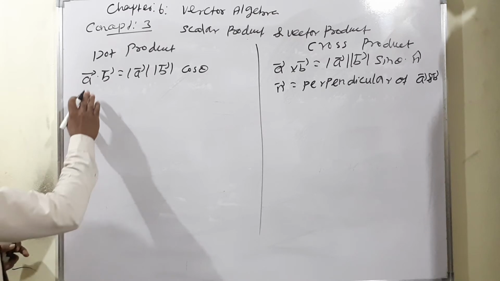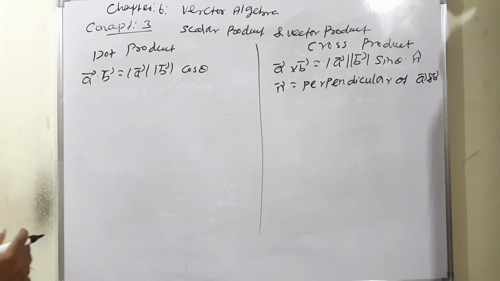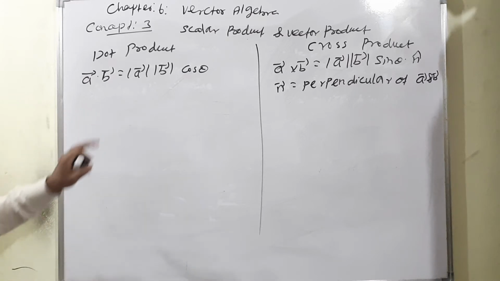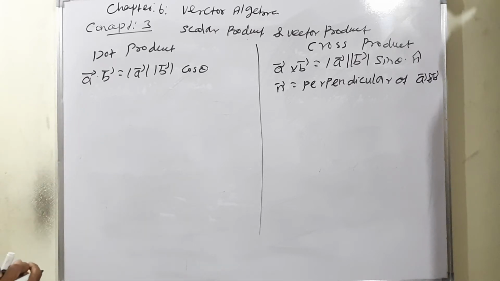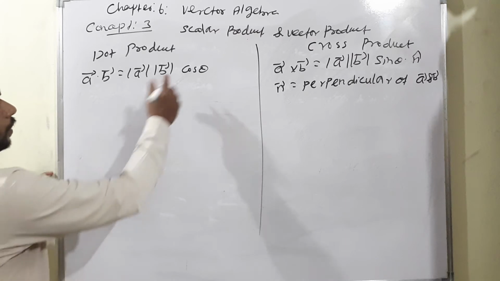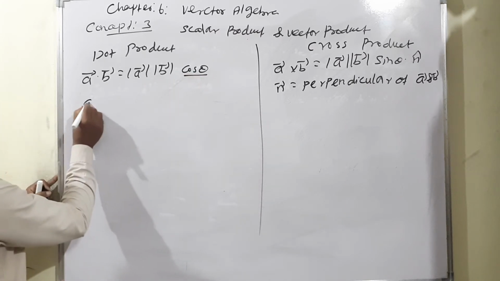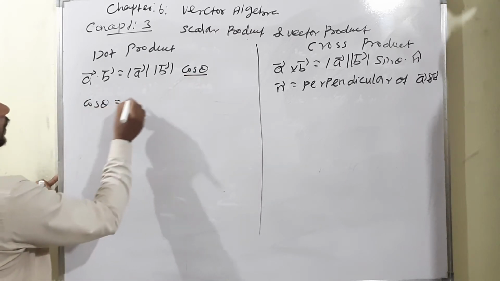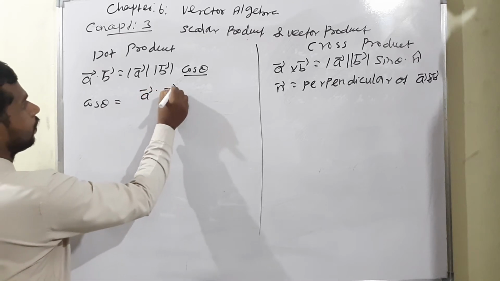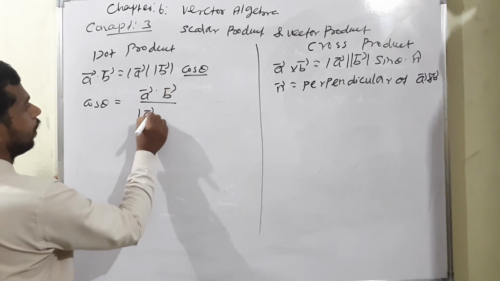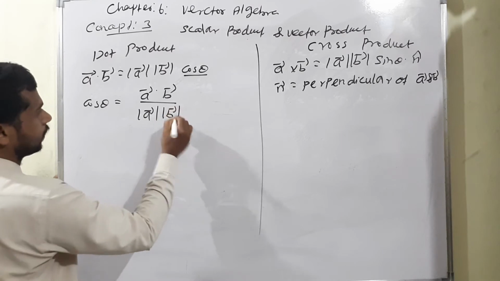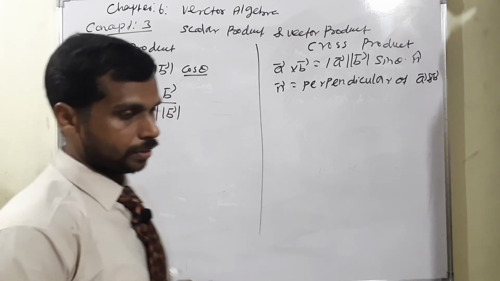So now some important properties that we can see one by one. The first case: a vector dot b vector is equal to modulus of a vector into b vector. Suppose you need cos theta, what is the value? Cos theta is equal to a vector dot b vector divided by modulus of a vector into modulus of b vector. That is called cos theta.